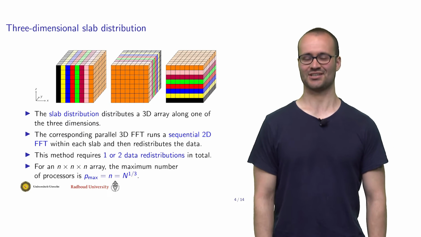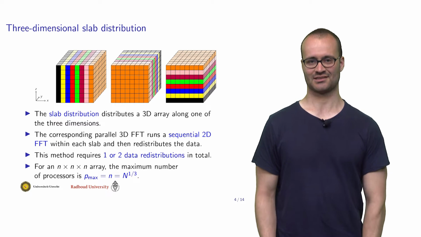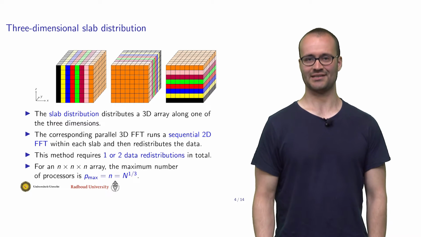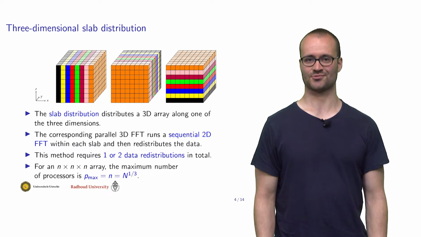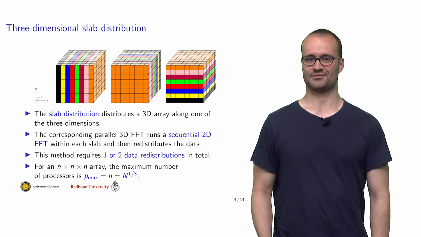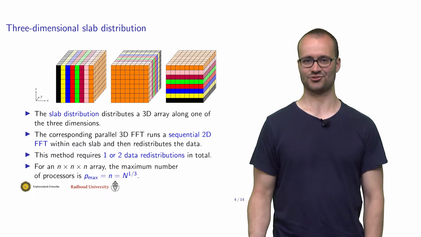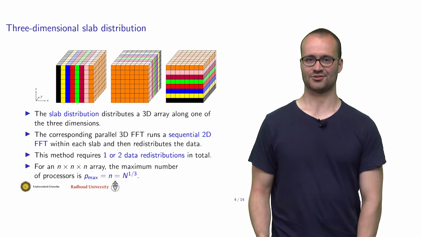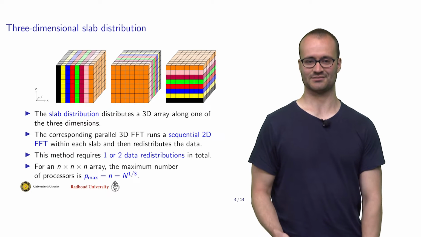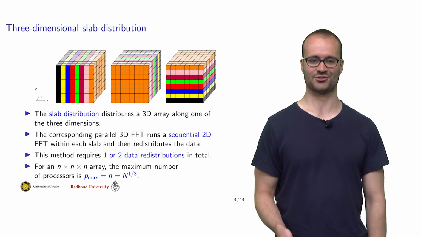When parallelizing an algorithm, it is important to think about how we distribute the data. We will present 3 ways in which we can do this. The first one is called the slab distribution. The slab distribution means we pick one dimension and then distribute over that one. There are 3 ways we can do this: we can pick the x, y, and z direction, and you can see this in the picture.